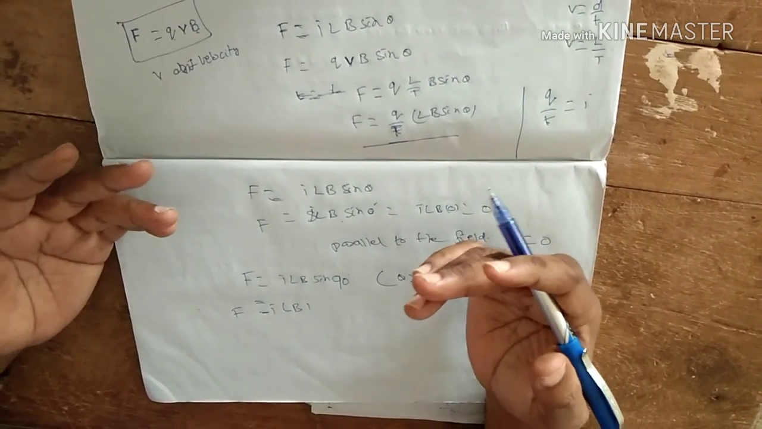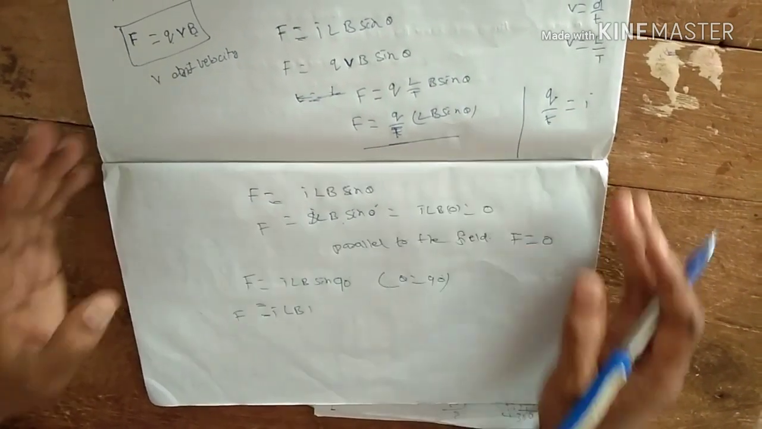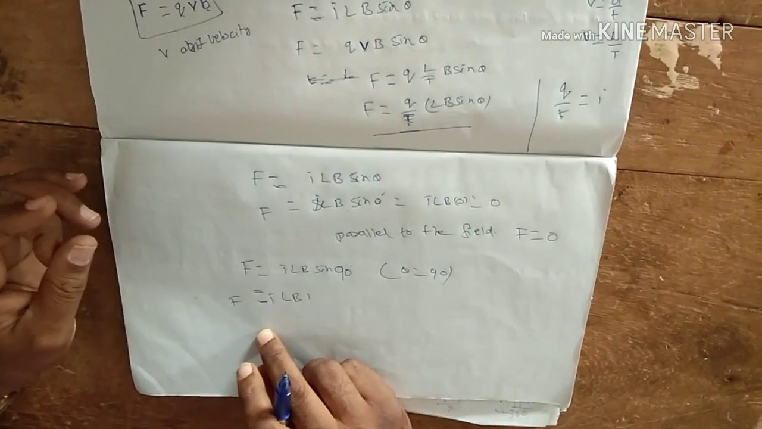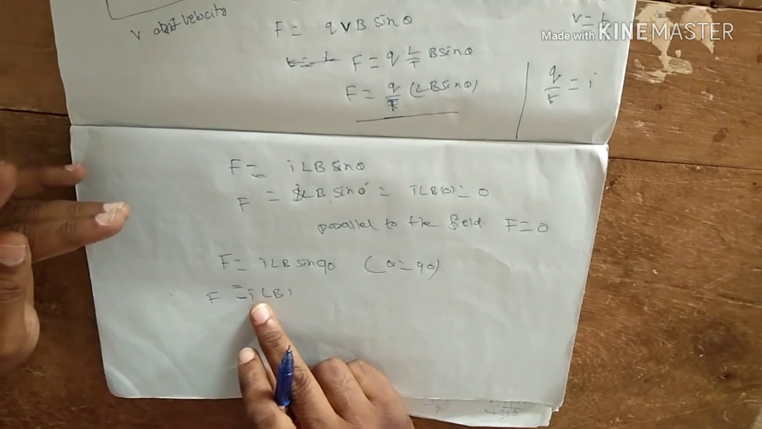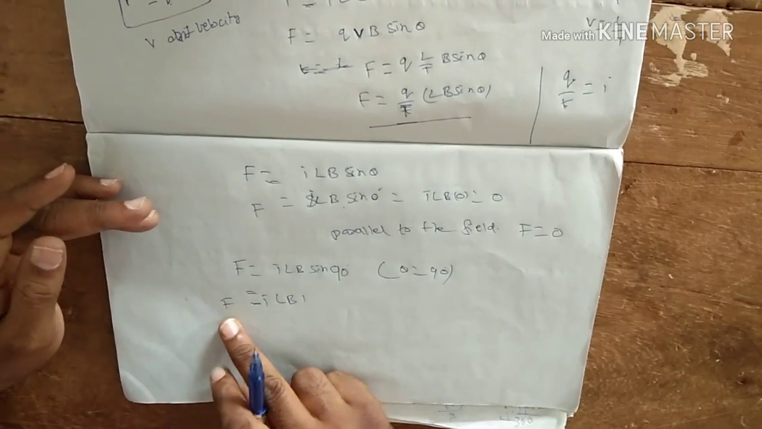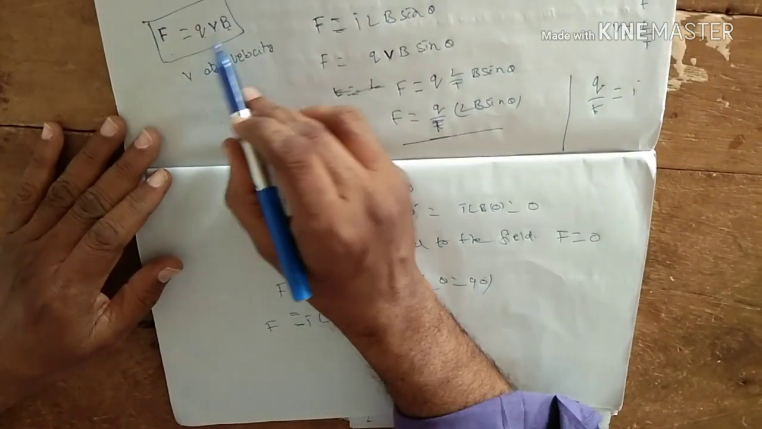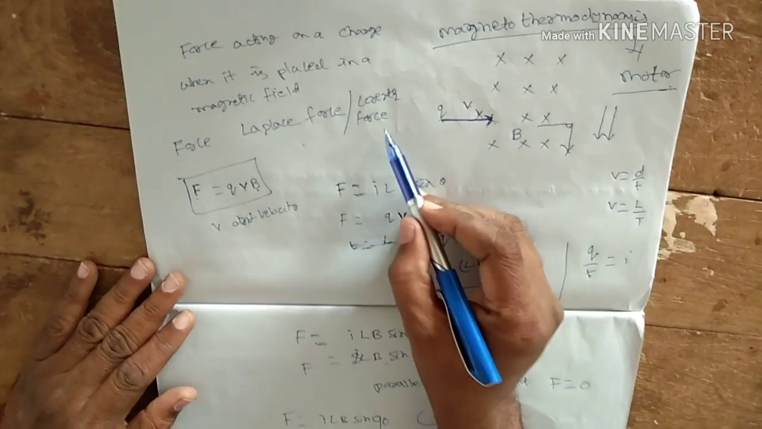By using Fleming's rule, we will calculate the direction: in which direction the current is passing, in which direction the magnetic field will be, and in which direction the force acts. This leads to the direction of the motion. I think it is clear. F is equal to QVB is nothing but the Laplace force or Lorentz force.